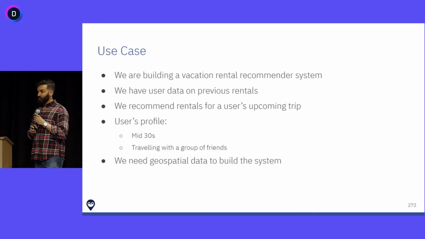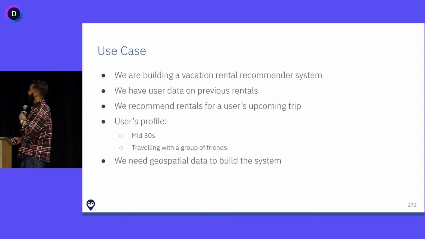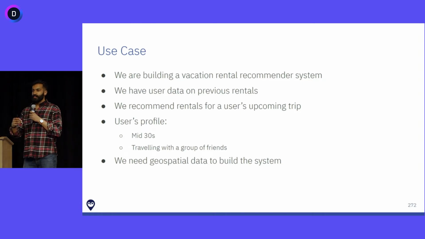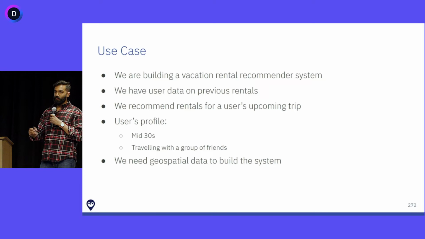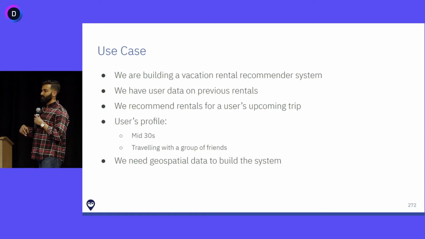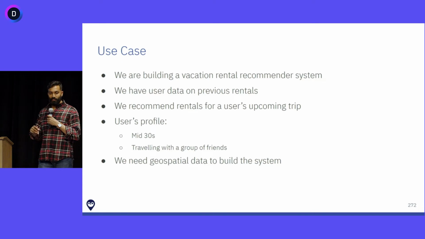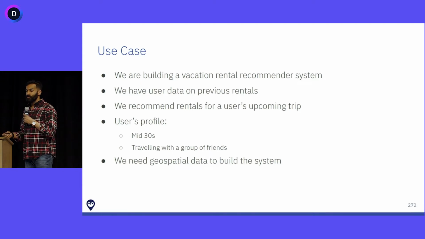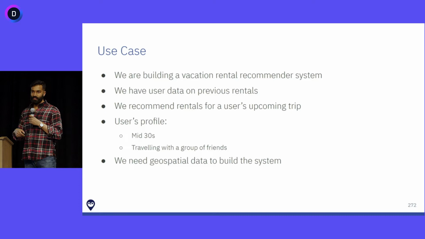So firstly, this use case. We are building a vacation rental recommender system. And we have user data on previous rentals they visited and also some data about those rentals. And we want to recommend rentals for a user's upcoming trip to Austin. This person's on our site searching for Austin, and we have some profile data on them. They're in their mid-30s, and they're traveling with a group of friends. And we think that geospatial data will enable us to give better recommendations to them. So we want to integrate that data into our system.